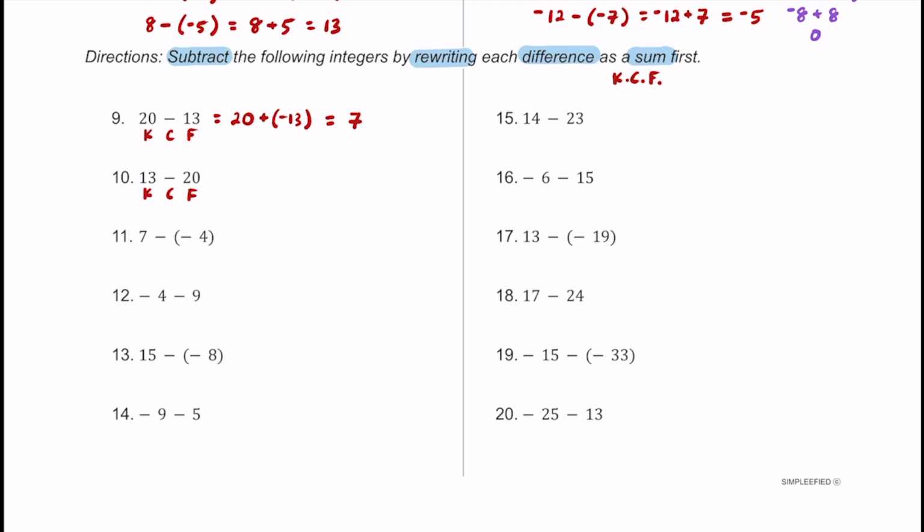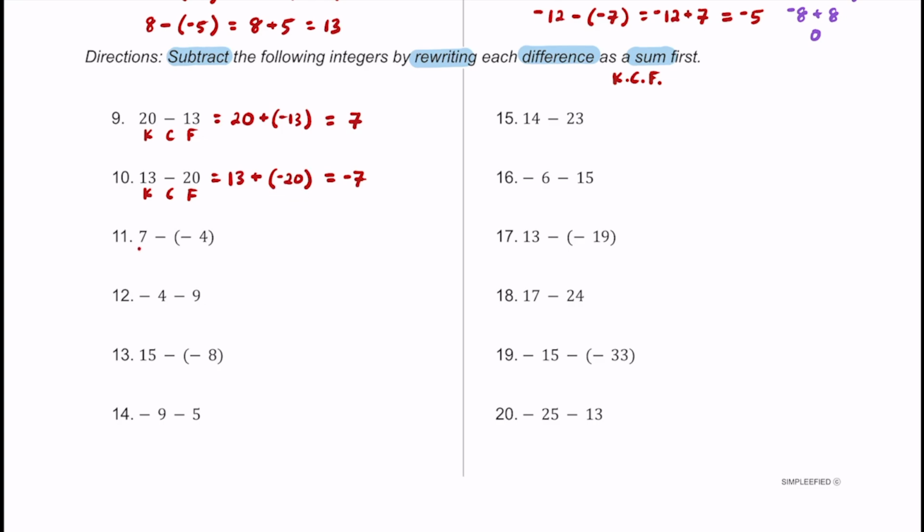So we're going to keep the 13 here, and then change minus to plus, and the opposite of 20 is going to be negative 20. Now these have different signs again, so let's subtract 20 minus 13, that's going to be 7, but in this case it's going to be negative 7 because this negative 20 has the greater absolute value.